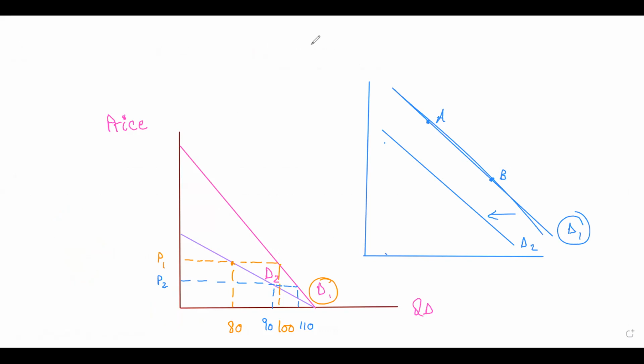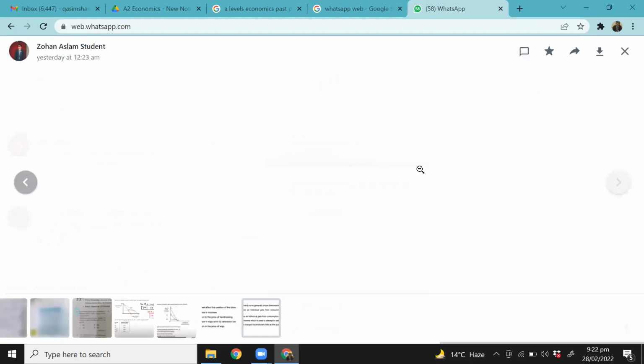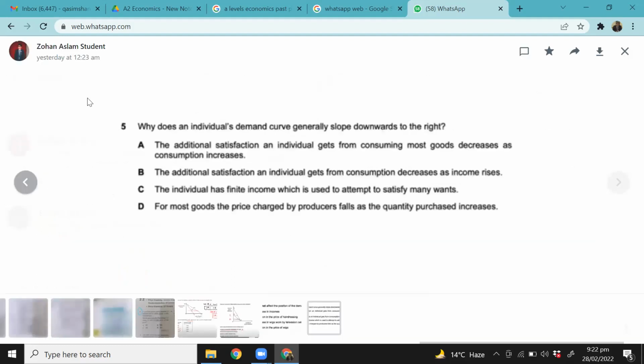So that's the trick part. They deliberately gave you hairdressing, because when I looked at B, I was like, yeah, that makes sense. But then I completely forgot that it's talking about wigs, not hairdressing, because these are two different products. A wig is something that you put on your hair, and hairdressing is the service that you get. So MCQs might appear easy, but sometimes they could be tricky. You have to read them carefully.